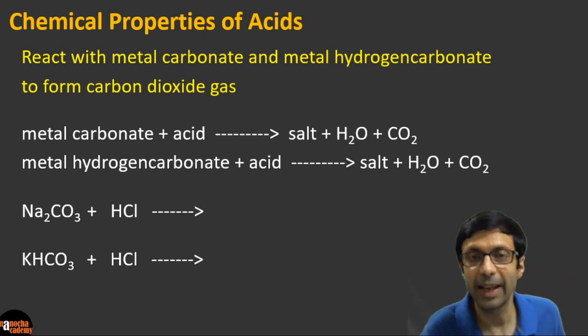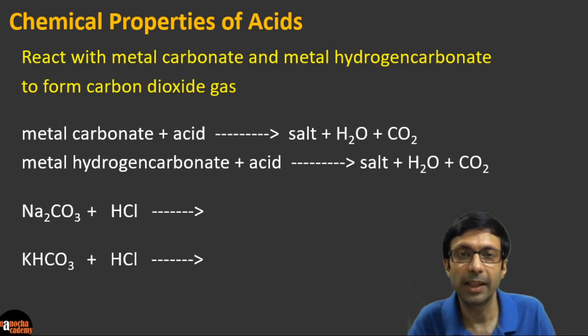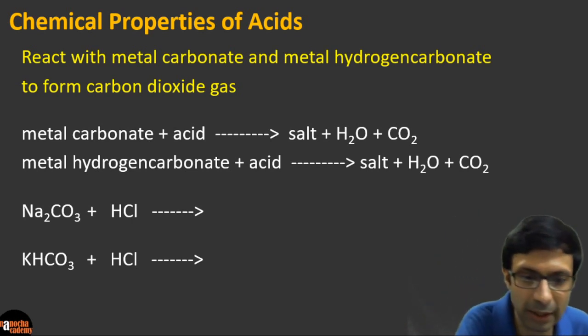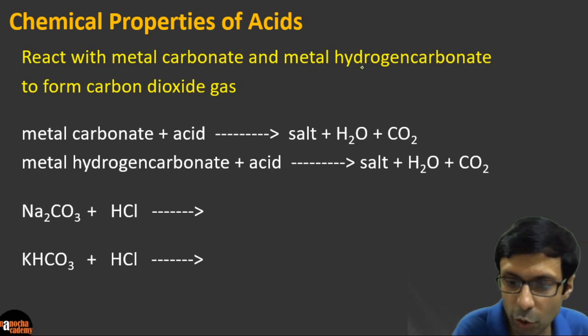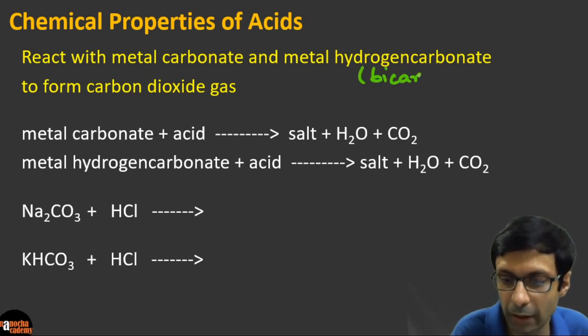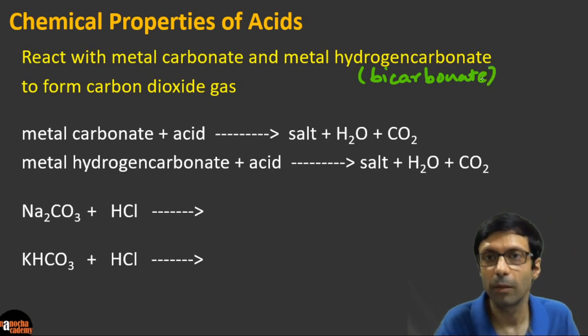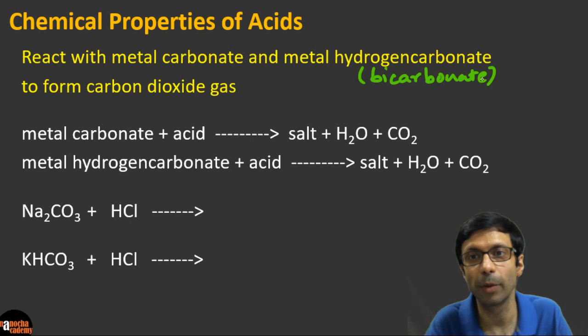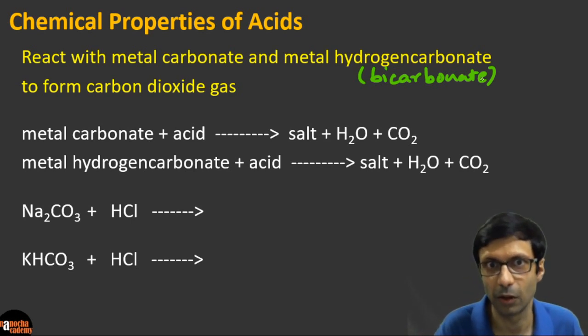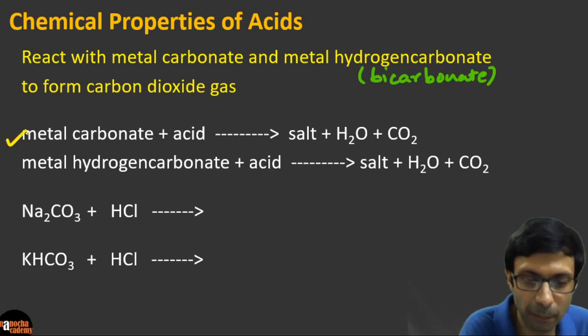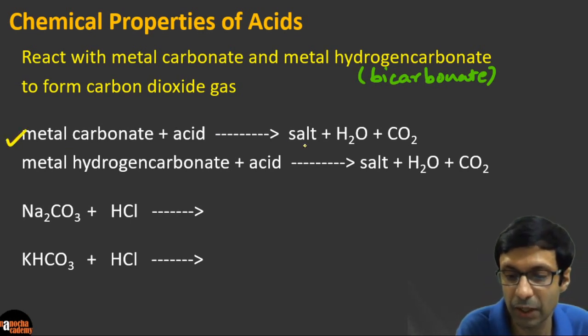Now let's take a look at the next chemical property, where we say that acids react with metal carbonates and metal hydrogen carbonates, and these are also known as bicarbonates. So you may see this term also in some of your textbooks, and they form salt plus water, and now the gas is going to be carbon dioxide. Okay, so take a look at this, and there you can see we've written metal carbonate plus acid gives us salt plus water plus carbon dioxide, and a similar equation for hydrogen carbonate.